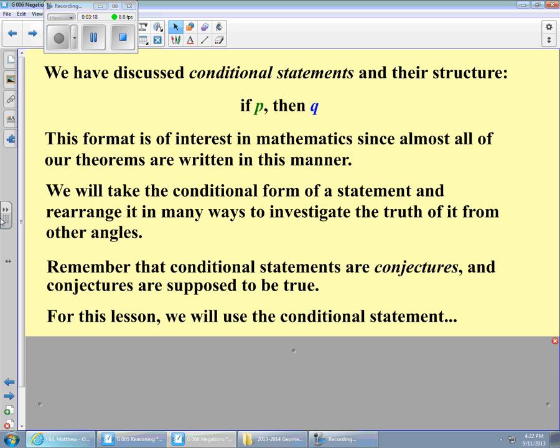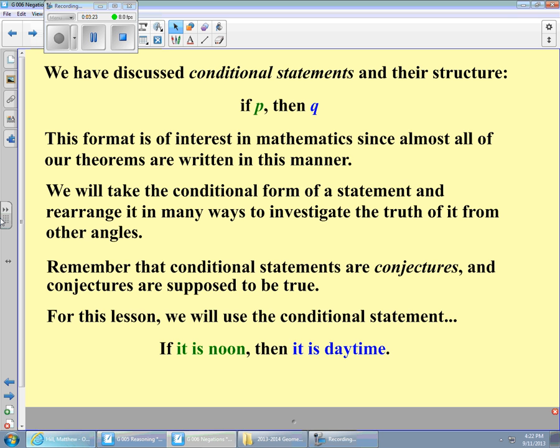And for this lesson, we are going to stick to one statement, and our statement is going to be a simple one. If it is noon, then it is daytime. Now, we're not trying to read anything into this statement or dissect it on rocket science levels. We are simply saying if it is 12 noon, which is 12 o'clock in the afternoon, then it is daytime, meaning simply this is typically a time of day where the sun is visible. So we're not talking about a cloudy day or winter, where the sun may not be shining. Daytime simply means the time between sunrise and sunset.